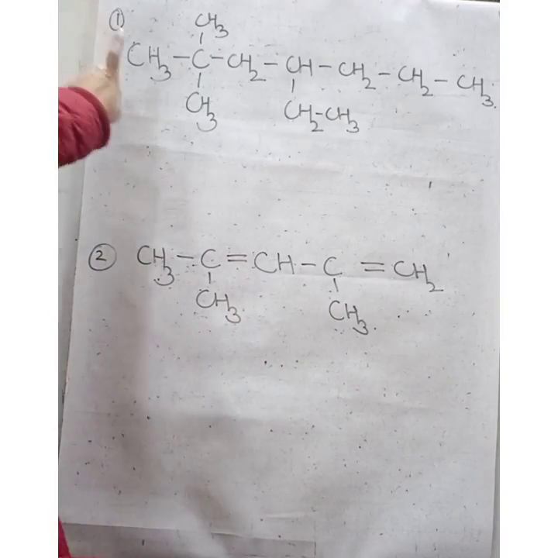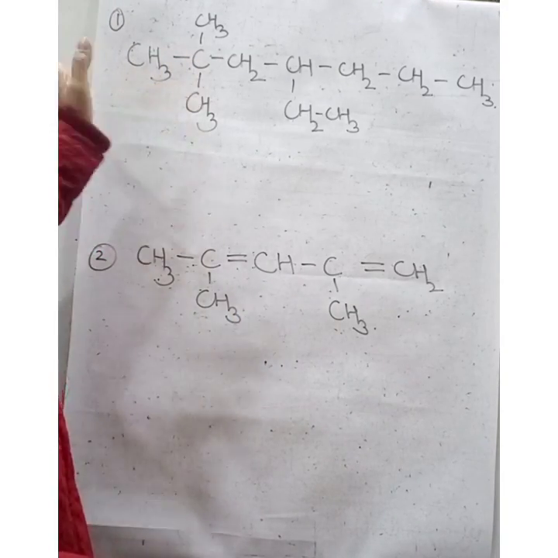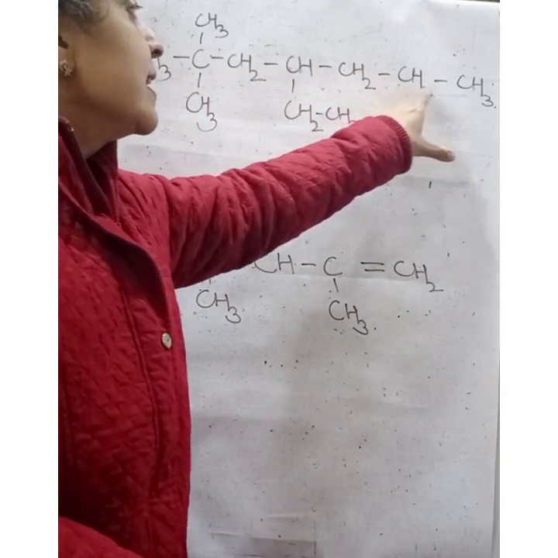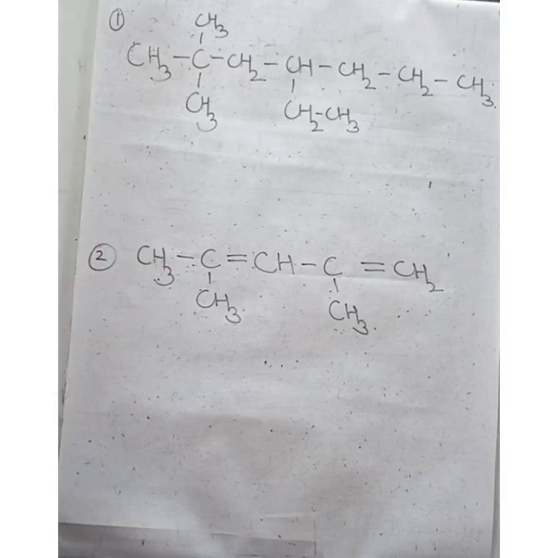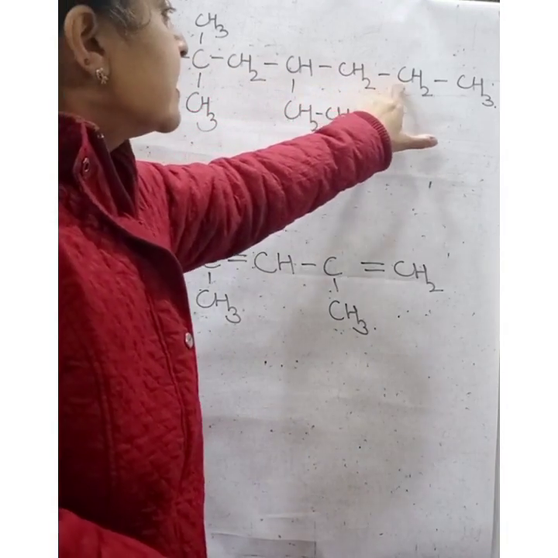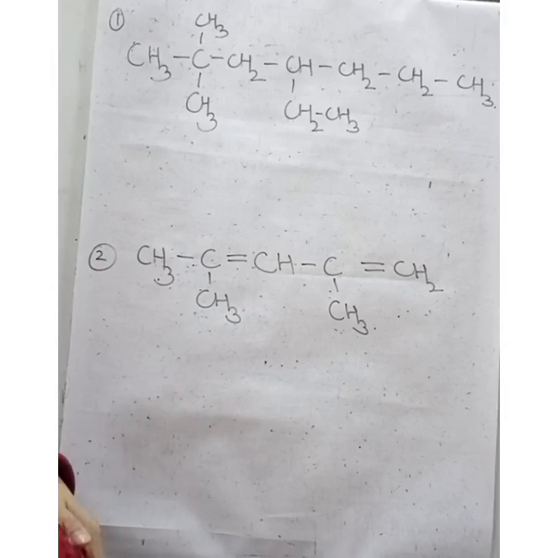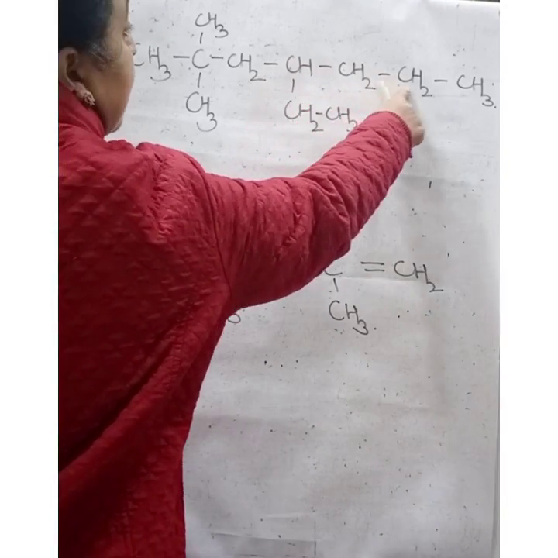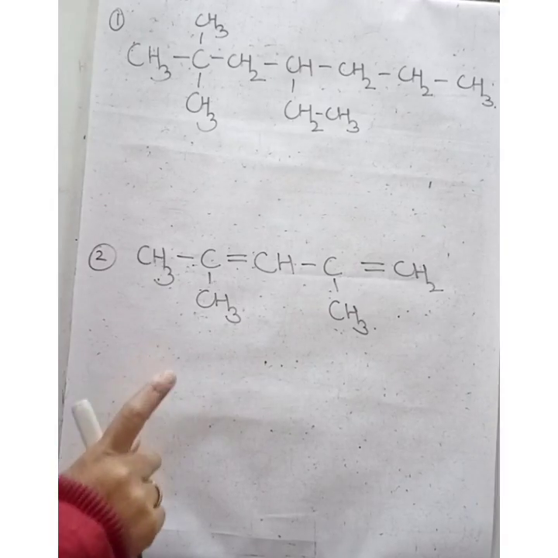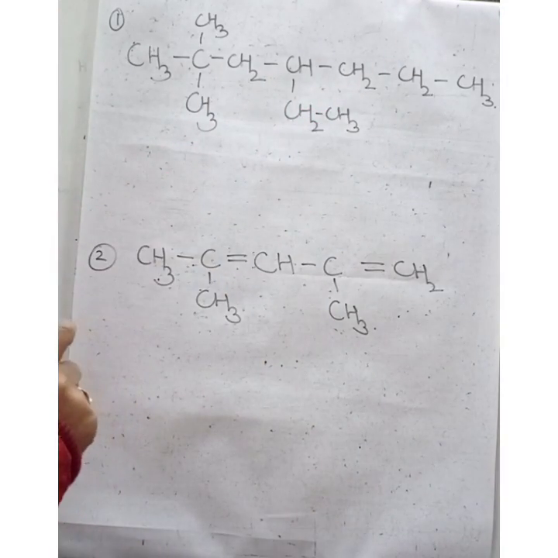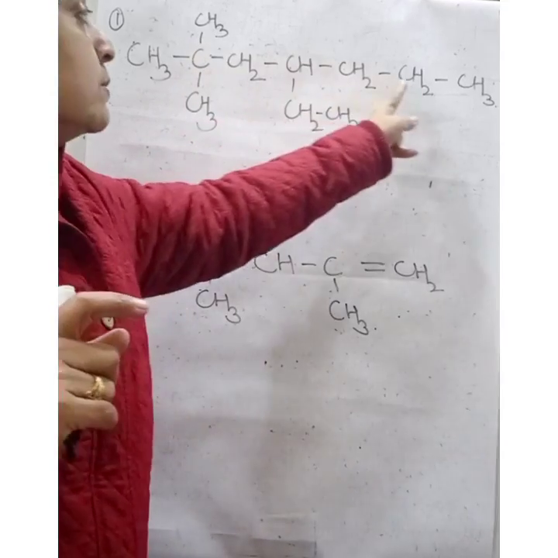So let us see. 1, 2, 3 cannot be the chain. 1, 2, 3, 4, 5, 6, 7 carbons in the straight chain. 1, 2, 3, 4, 5, 6, 7. This is also having 7. 1, 2, 3, 4, 5 and 6. So it cannot be. So we are having two options. One is the straight chain and another one is this L-shaped chain.